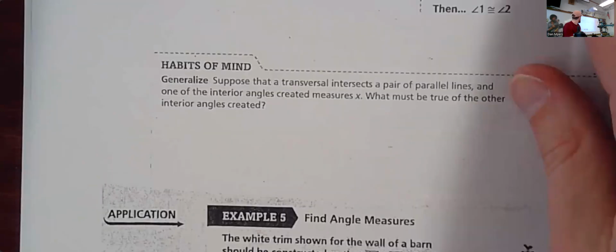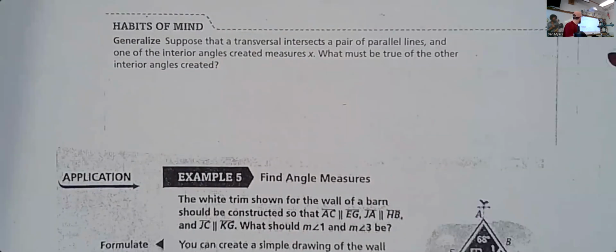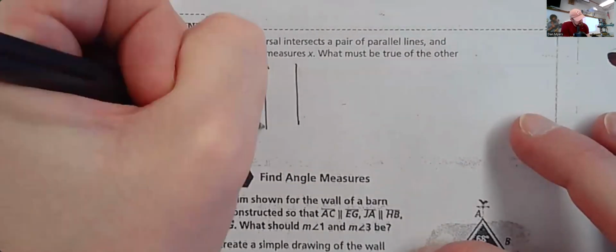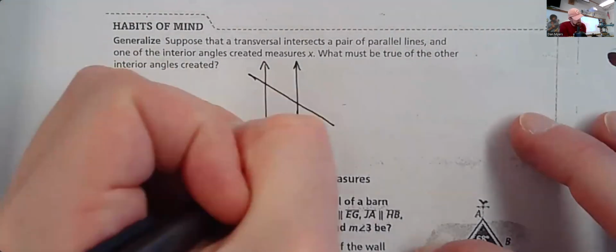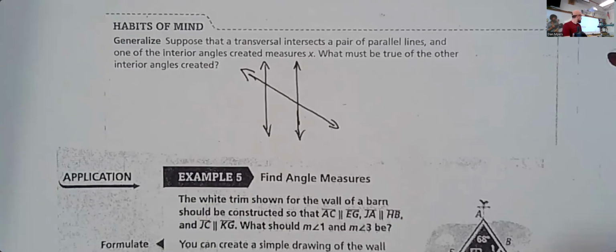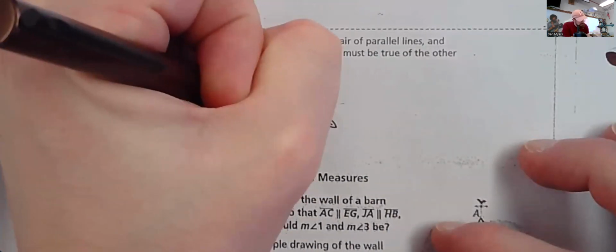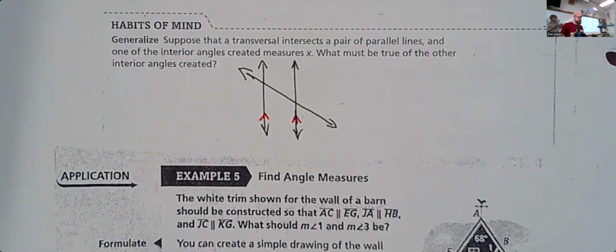Here's a question. Suppose a transversal intersects a pair of parallel lines and one of the interior angles created measures x. What must be true of the other interior angles created? Well, let's draw it. There's some parallel lines. Here's a transversal. Interior angles. Oh, wait, we need to make sure that these are parallel. Hang on. So there's a parallel arrow there. There's another one. Okay, parallel lines, transversal.